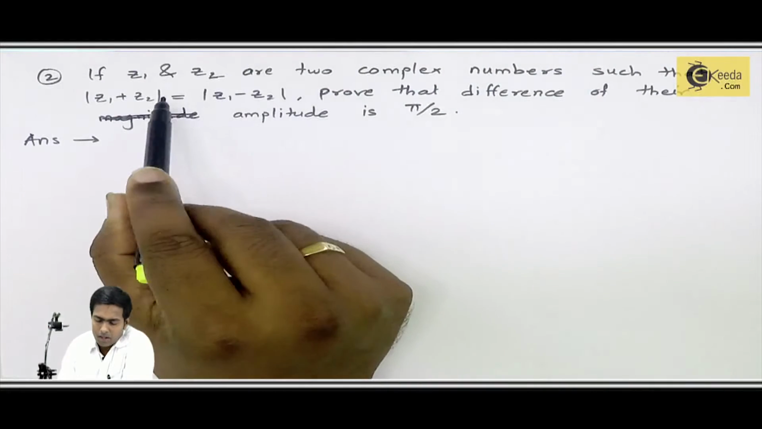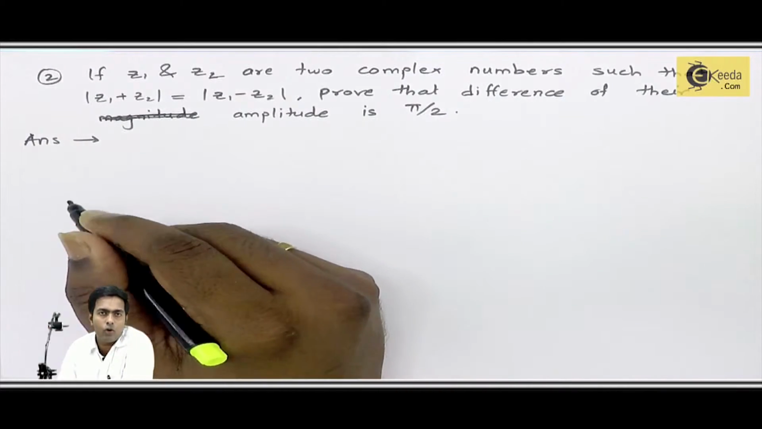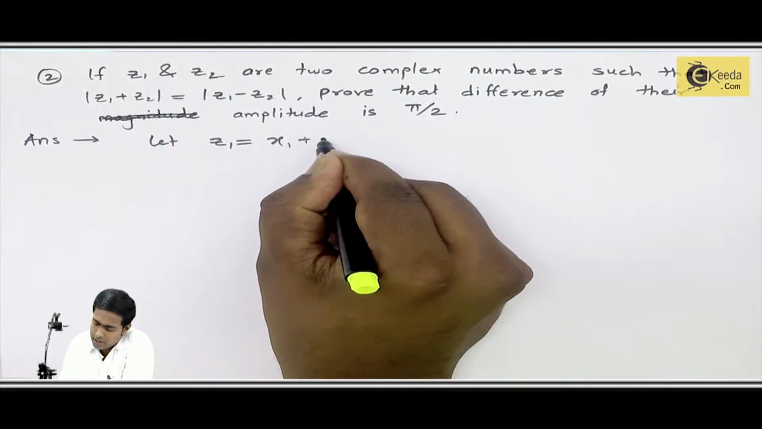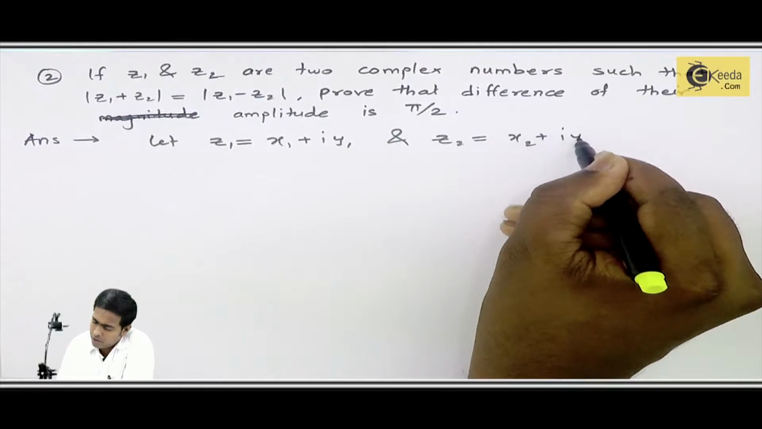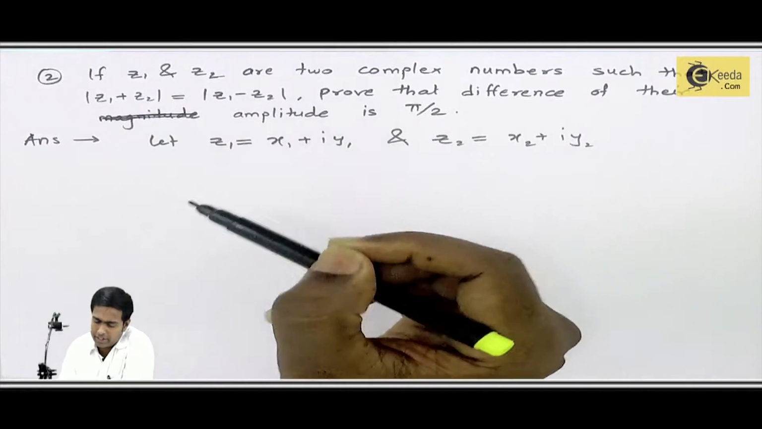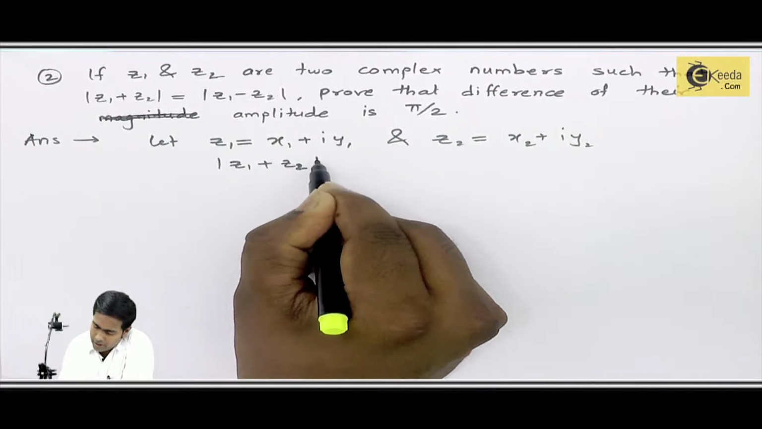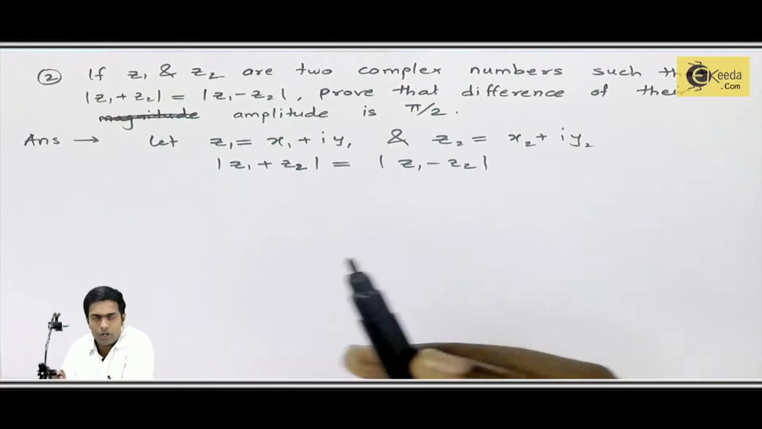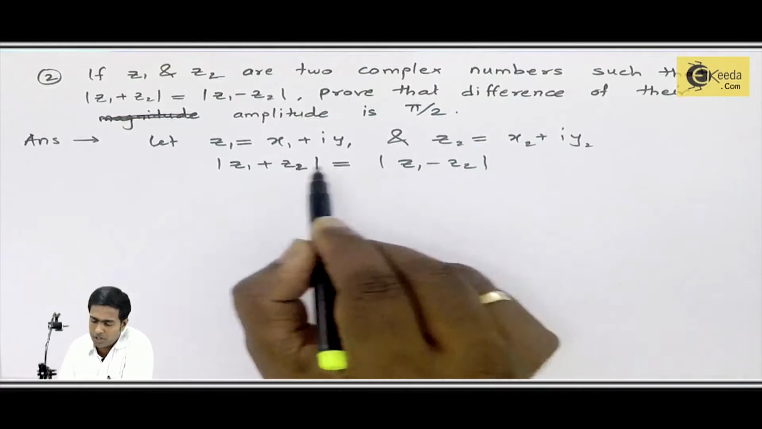But before that, it is also given that z1 and z2 are two complex numbers. So let's assume the value of it. So I'll say let z1 is equal to x1 plus iy1 and z2 is equal to x2 plus iy2. Now this is the given condition, so I will write it down. Now mod of z1 plus z2 is equal to mod of z1 minus z2. So what we will do is, we will substitute the values of mod of z1 plus z2 and mod of z1 minus z2 over here.